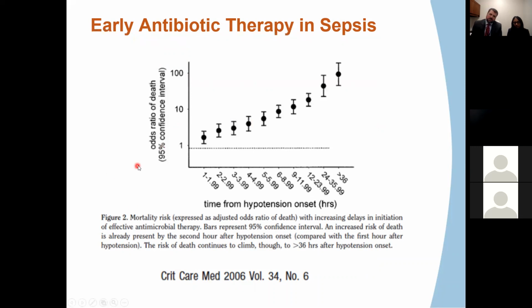This is the odds ratio of death on the left, and this is time, from hypotension. They say that for every hour we delay antibiotic therapy, mortality goes up about 7 to 10%. So it's really important, even in the sepsis campaign, to start the antibiotic within the first hour.